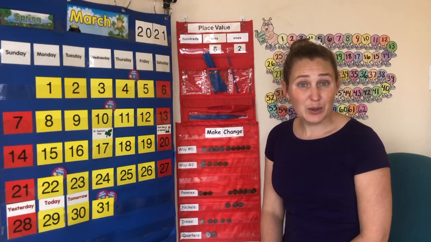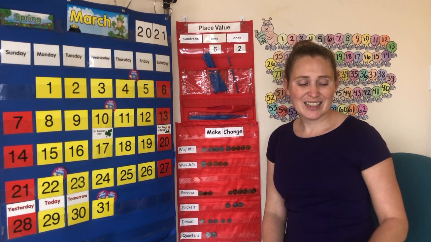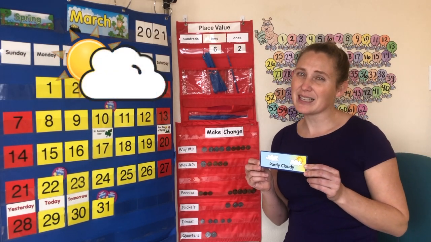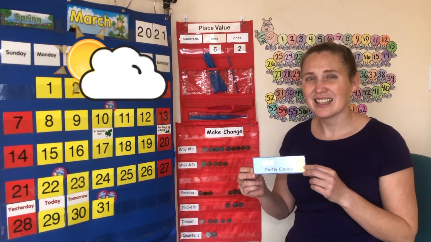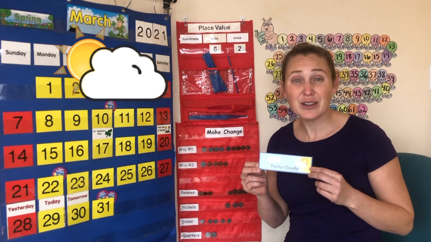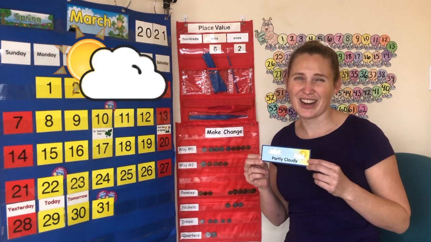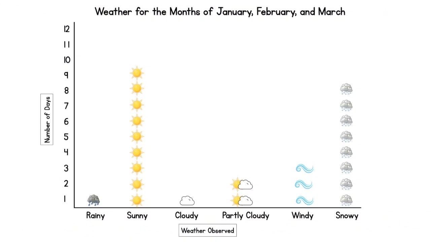What's the weather like where you are? My weather is partly cloudy. That means there's a little bit of sun and a little bit of clouds. Let's add partly cloudy to our weather pictograph. I'm drawing partly cloudy on my pictograph.